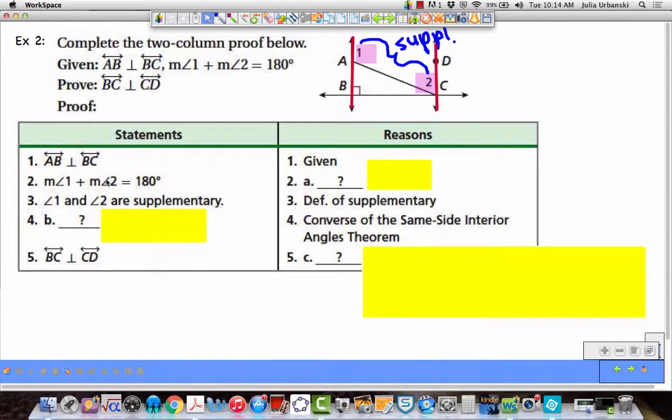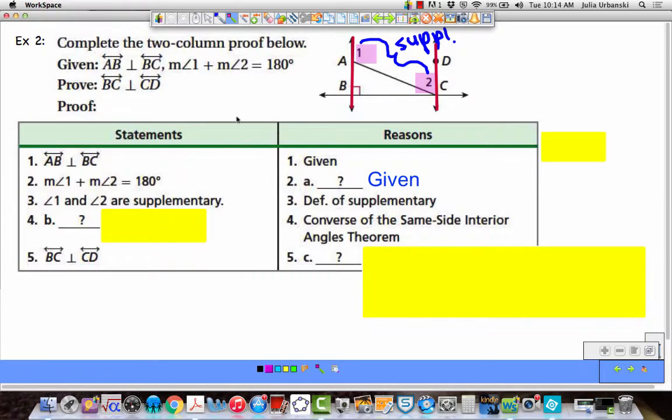So, angle 1 plus angle 2 is 180. That was another given. They wrote down one of your givens, then you have to write down the other given so that you can use it. Angle 1 and angle 2 are supplementary. That only comes from the fact that they add up to 180. That means you're using a definition. Supplementary means 180. So if two angles add up to 180, then by definition they are supplementary. So that's the definition of supplementary.